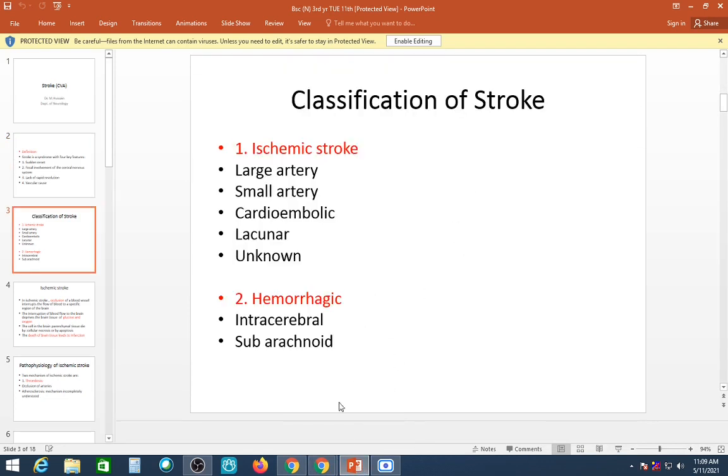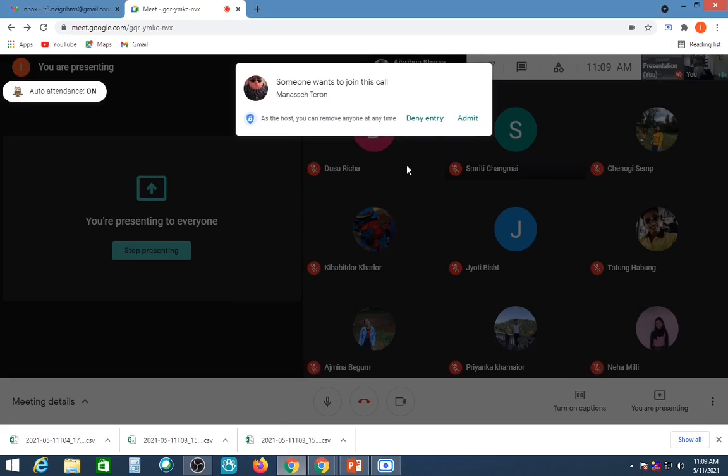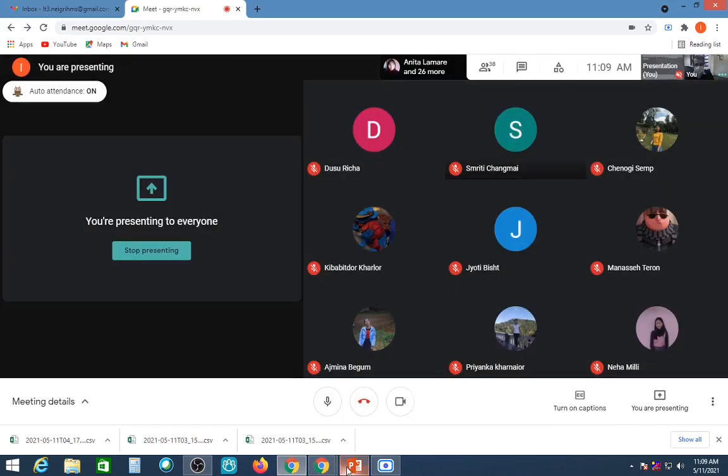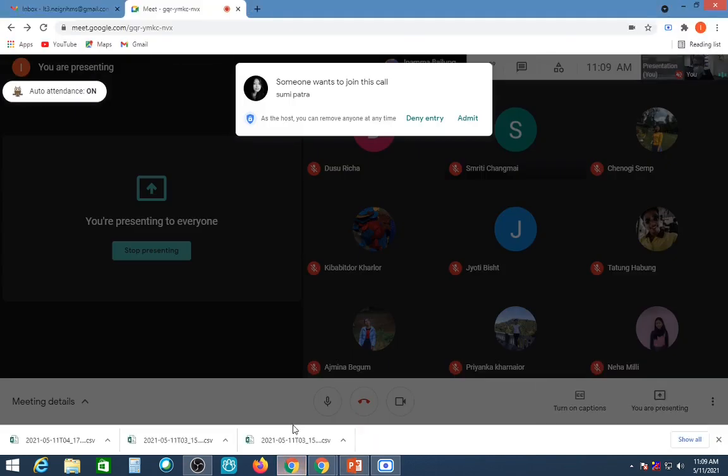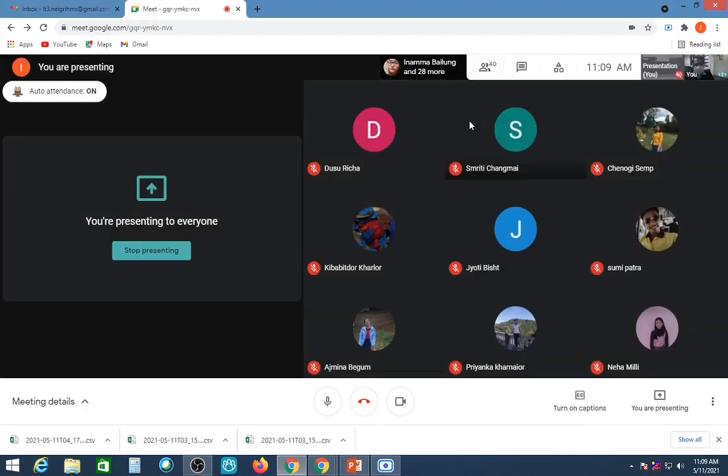We classify the stroke into two major headings. They are subclassified again, but majorly two big headings are there of stroke. The major headings are ischemic stroke and hemorrhagic stroke. We'll go into detail. Remember, ischemic stroke is again divided into large artery, small artery, cardioembolic, lacunar, and unknown. Hemorrhagic is bleeding. It is divided into intracerebral and subarachnoid hemorrhage.